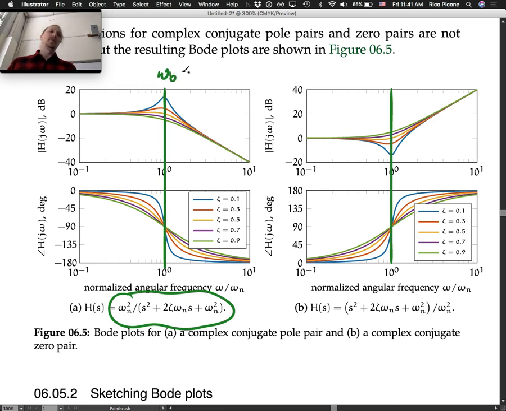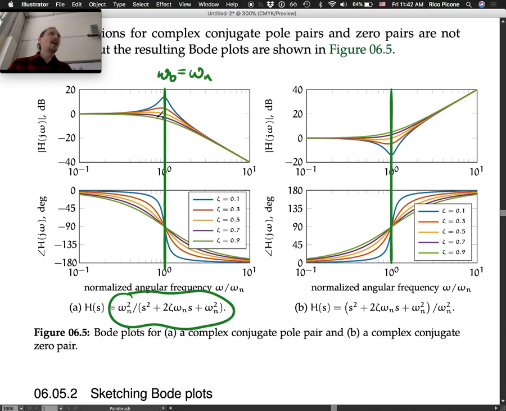Sometimes we subscript b for break. In this case, it's when omega over omega n equals 1. So it's when omega is equal to omega n, right? So our break frequency is the natural frequency. It makes sense. We talked about how natural frequency is such an important quantity, right? You can think of it as the frequency at which the system wants to oscillate, okay? It's the natural frequency. And we've talked a little bit about resonance ideas before, right?